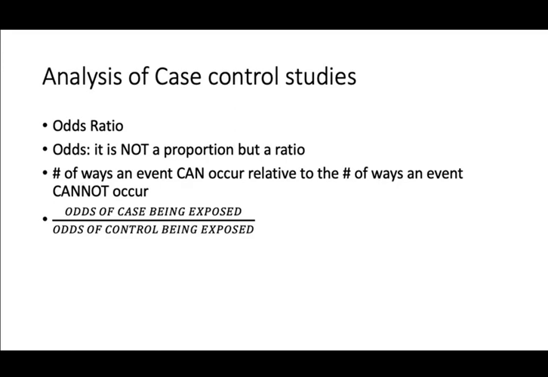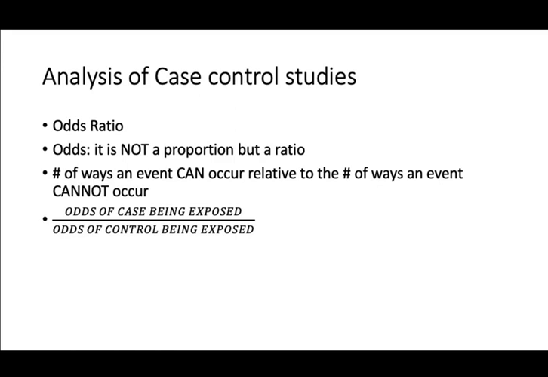But first, let's know the difference between probability and proportion. Probability or odds represent the chances of some events happening, while proportion summarizes how frequently some events actually happen. For case control studies, we use odds ratio. Odds is the number of ways an event can occur relative to the number of ways an event cannot occur.